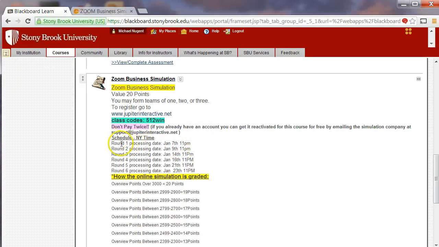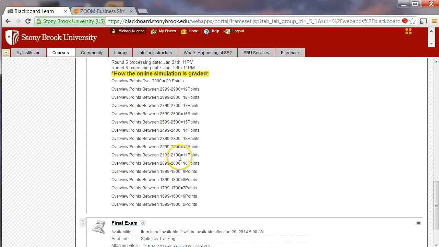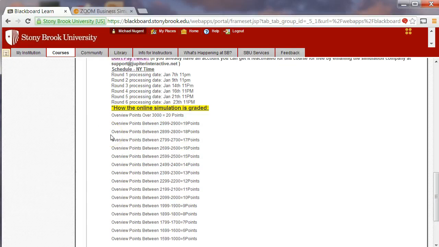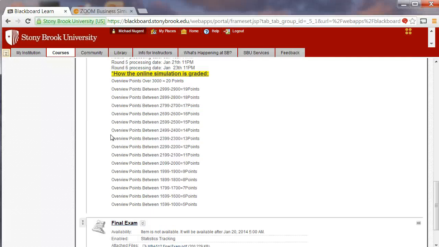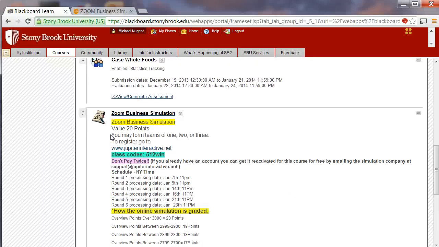Here's also the schedule again of the due dates of each round and how it's graded. The simulation grades you in a total of overview points, and I have a scale based on how well you do. If you do very well, you earn the full 20 points. If you do very poorly, you're only going to earn 5 points at the maximum. Okay, so let's go to the website.